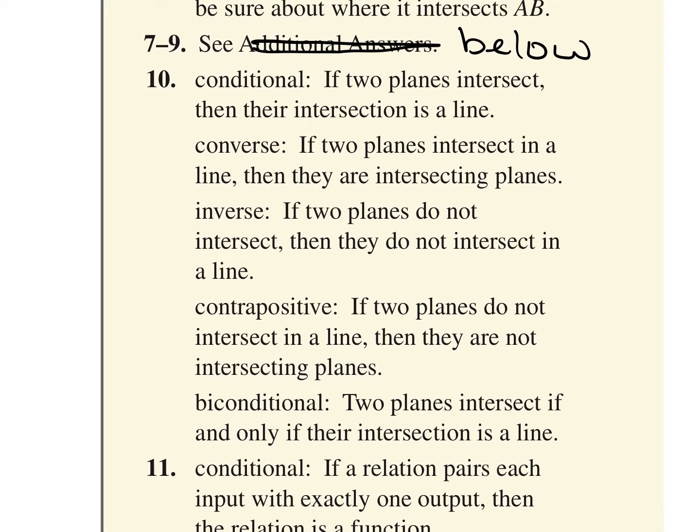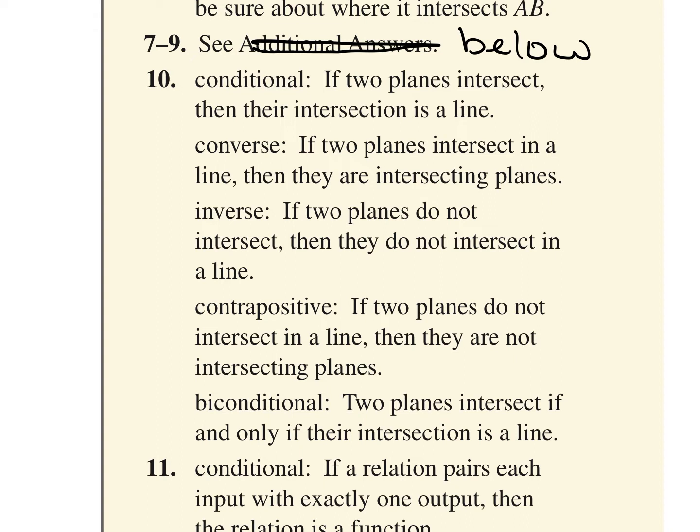So the original conditional that they created was: if 2 planes intersect, then their intersection is a line. Then the converse, remember you're going to reverse it. And if 2 planes intersect in a line, then they are intersecting planes. And then the inverse, remember you add in the word not, but you keep it in the original conditional order.